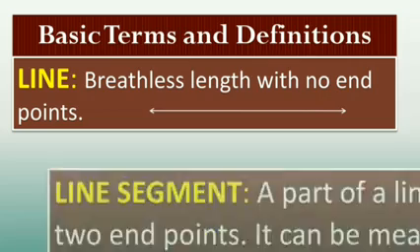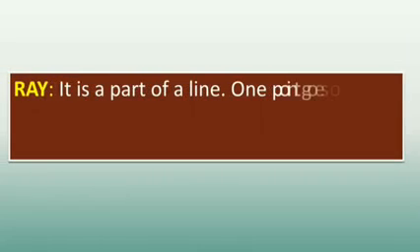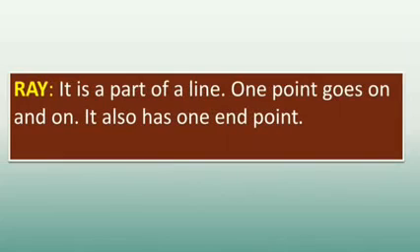Line segment. A part of a line with two endpoints. It can be measured. For example, you are asked to draw a line segment of 7 cm or 4 cm, like that. That is the line segment. And a ray. It is a part of a line. It has one endpoint and the other point goes on and on.